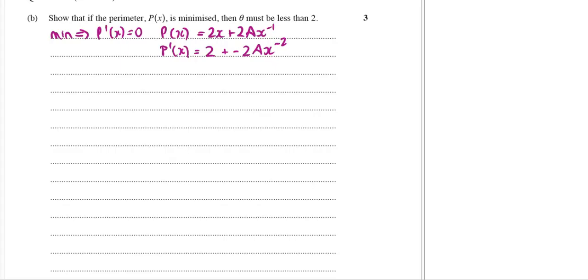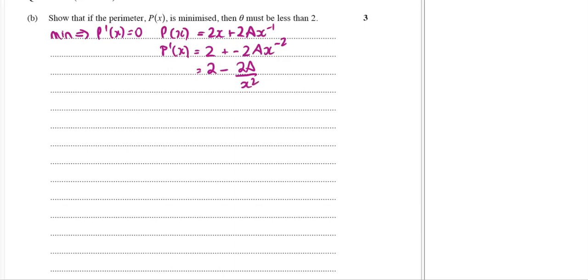Okay, part B. Show that if the perimeter P of x is minimised, then theta must be less than 2. All right, so thinking about minimising P, they're inviting us to differentiate. The minimum implies that P dash of x equals 0, so let's go ahead and do that. Remember, P of x equals 2x plus 2A x to the minus 1. So P dash of x equals 2 minus 2A x to the minus 2. That looks like 2 minus 2A on x squared.